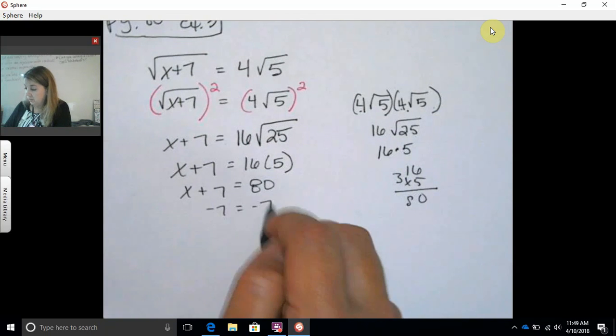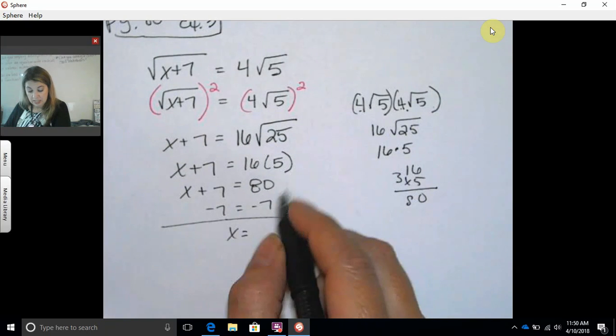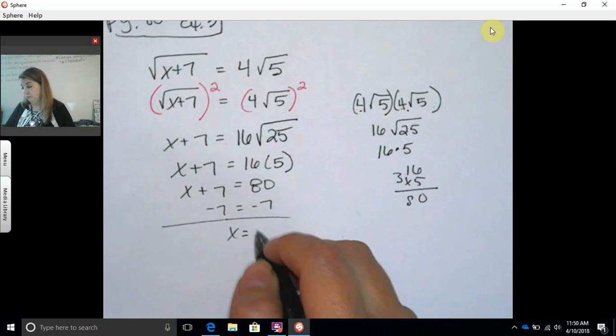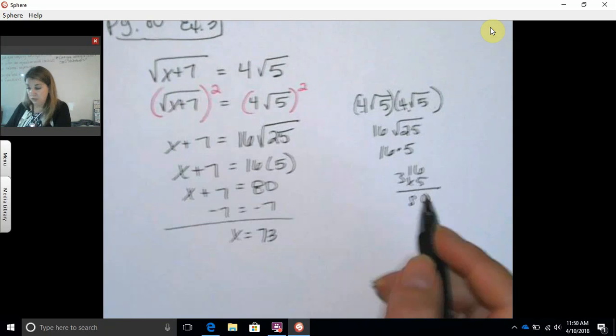Subtract 7. And x equals 73. No. Not at all. Let me just check my solution.